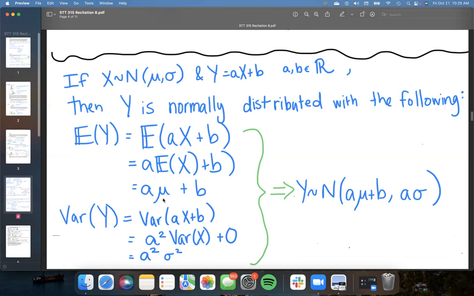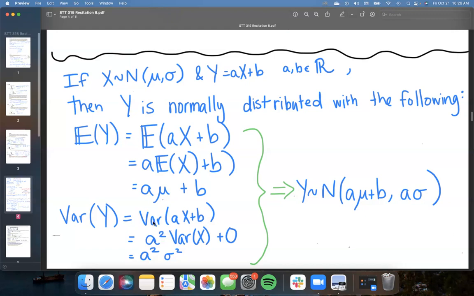So this would equal a mu plus b. And then the variance of y is slightly different. So the variance of ax plus b, when you think of distributing the variance in a way, when you put the variance inside, you're going to get the variance of x, but when you take a constant outside that's multiplied by x, that becomes squared for the variance.